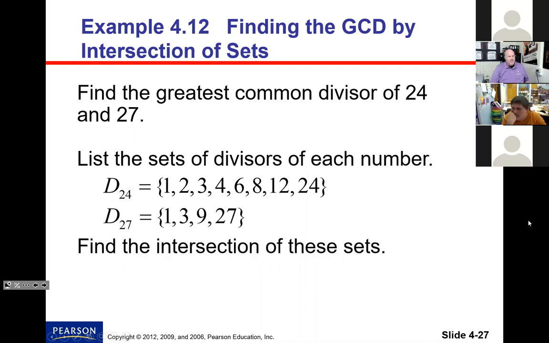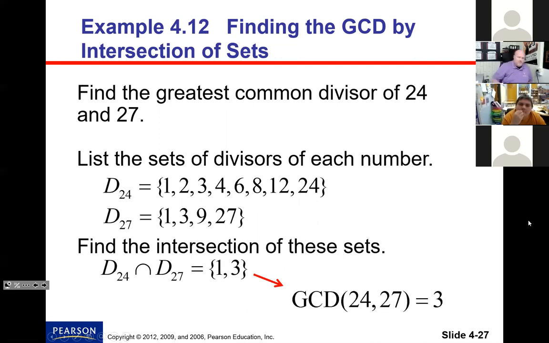One and three. Okay. So then, you find the intersection of those two sets. And if you remember intersection, that's that little U symbol that we did with Venn diagrams. It's one and three. Here's the question though. We want the greatest common divisor. So what number are we going to pick, the one or the three? Three. Yeah, we picked the three. So there's our GCD of 24 and 27 is three.